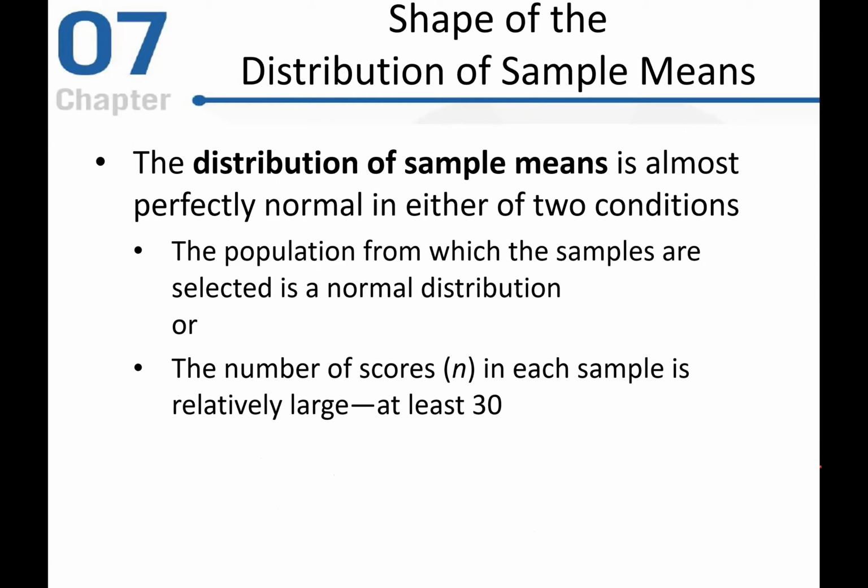All right, so in talking about the shape of the sample means, the distribution of sample means is almost perfectly normal in either of two conditions. If the population that the samples are selected from is a normal distribution, then the distribution of sample means is going to be normal as well. Or let's say we don't know this. If our sample size is 30 or more, then we're going to say that this is going to conform to a perfectly normal distribution. It has to have one or the other or both.